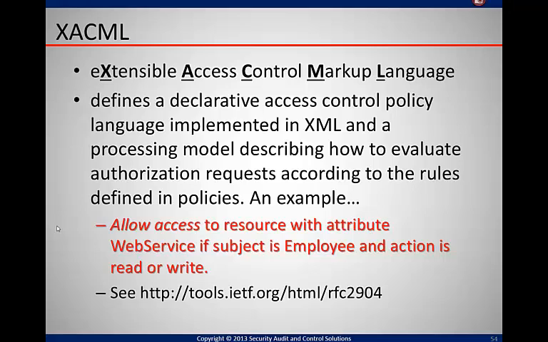A very good example I can give you here is a rule that states, allow access to a resource with attribute web service if the subject is the employee and action is read or write. Now, there's a link, if you want to go look at the request for comment 2904. However, as you can see here, it makes it much easier from our point of view to read as a human what the access control system is trying to say to us.